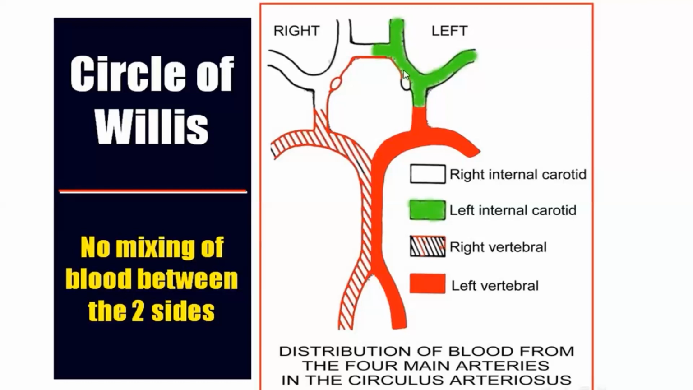And normally, there's no mixing of blood that occurs in the basilar artery, no mixing of blood in the posterior communicating artery, and no mixing of blood in the anterior communicating artery. And this is simply because blood pressure is equal in the arteries when it comes to the Circle of Willis.